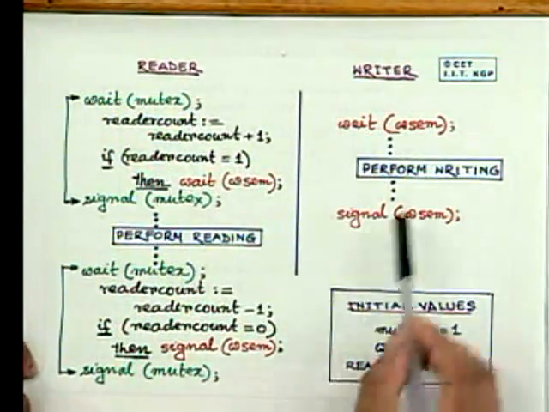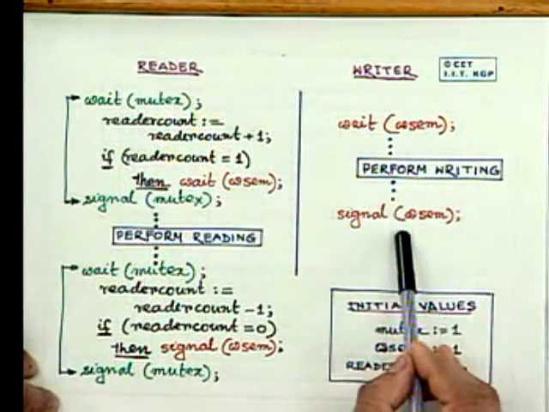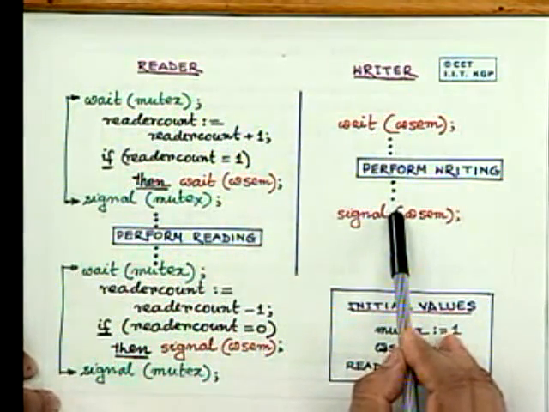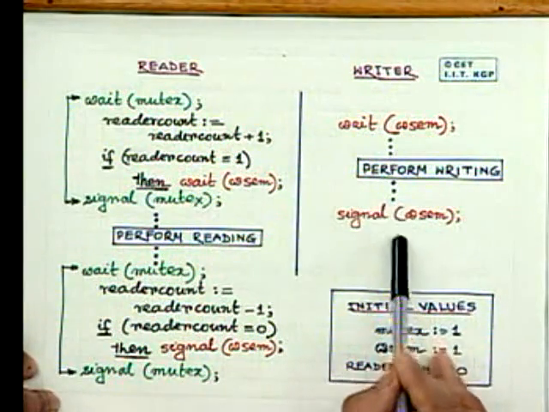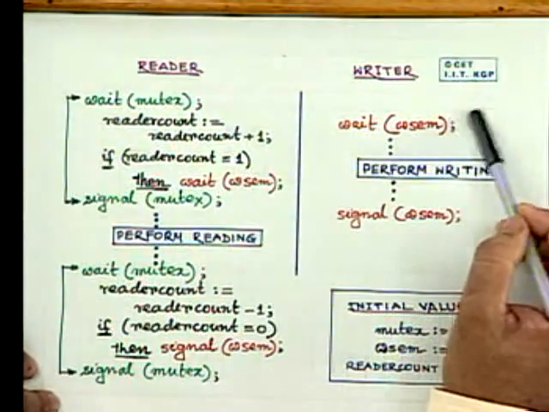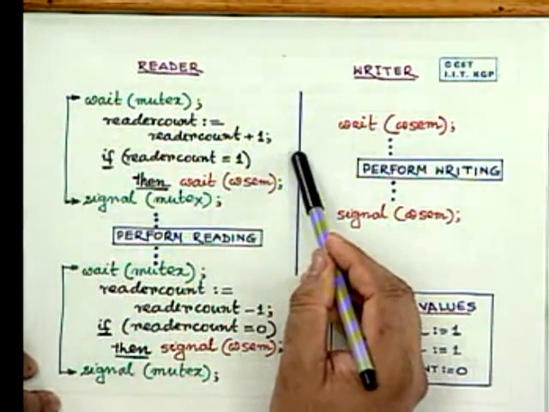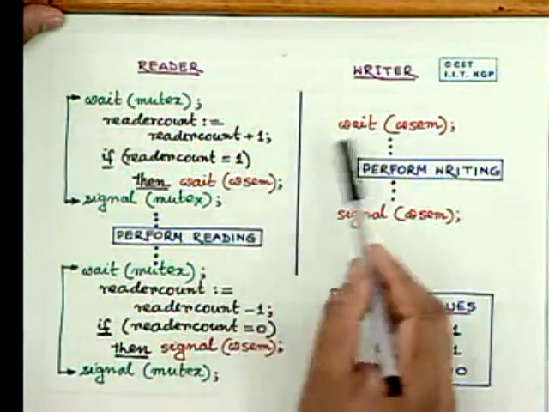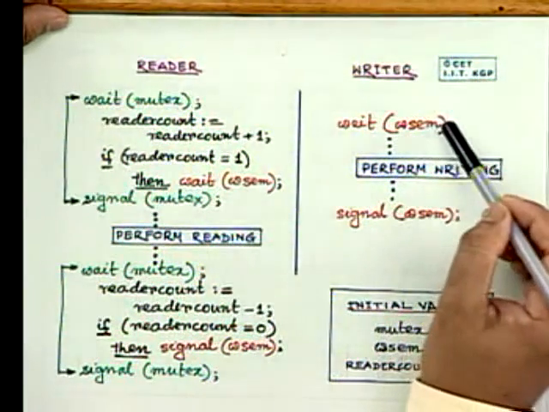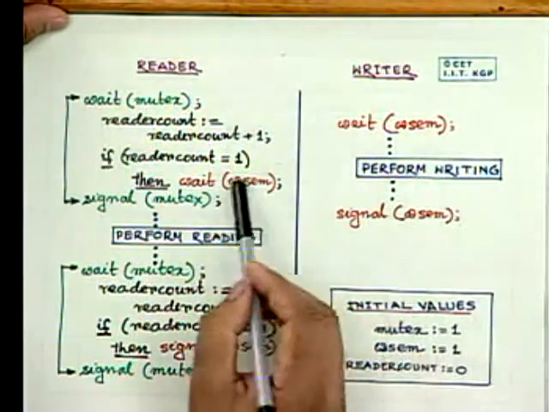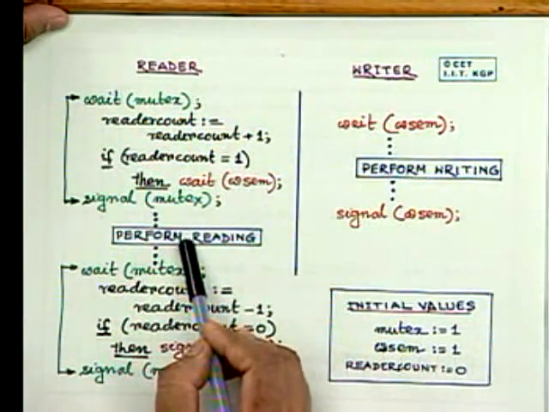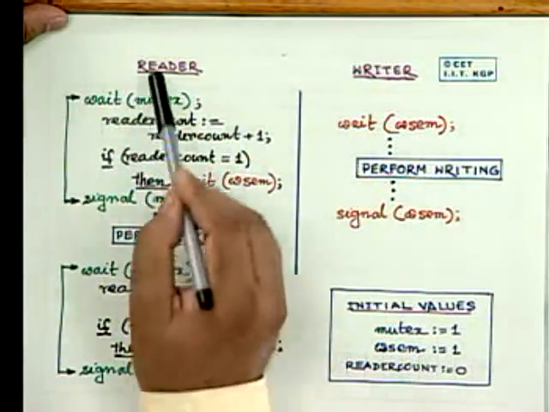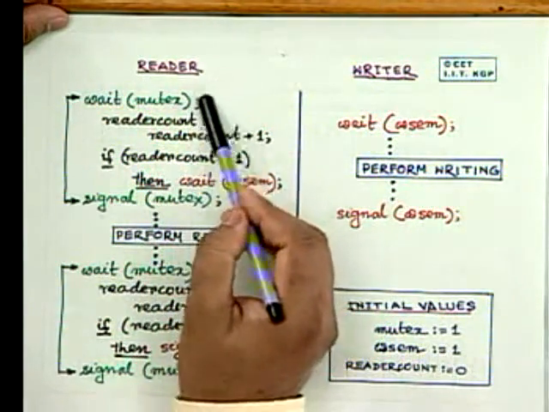Now let us see what happens when this writer comes out of its critical section by executing signal WSEM. As soon as signal WSEM is executed, either one of the writers here or the first reader here can be put to the ready state, can now be awakened, and the writer may now come into the perform writing operations, or the reader may be allowed into the perform reading operations. Now remember one thing: if a reader is allowed into the perform reading operation, all other readers waiting over here can come into it.